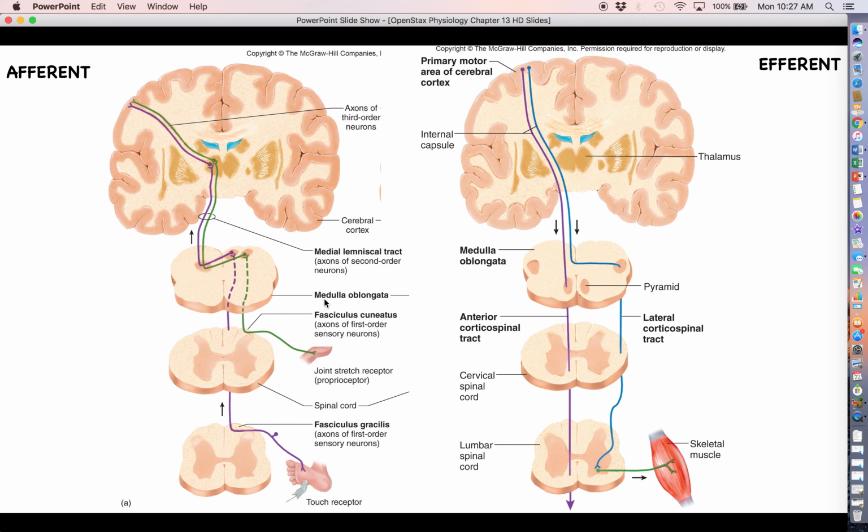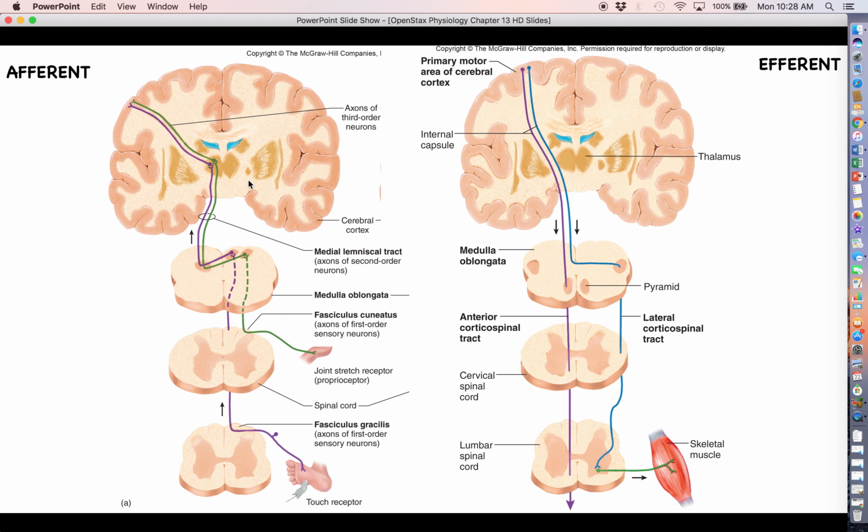But look what happens when we get to the level of the medulla oblongata. We cross over to the contralateral side, meaning we cross from the left side over to the right side. And now this afferent information gets processed in the right side of the thalamus here. Again, the thalamus is a very common relay center for sensory or afferent information. And then this gets directed over to the somatosensory cortex of the right hemisphere of the parietal lobe.